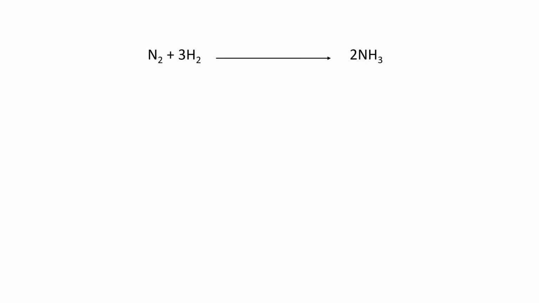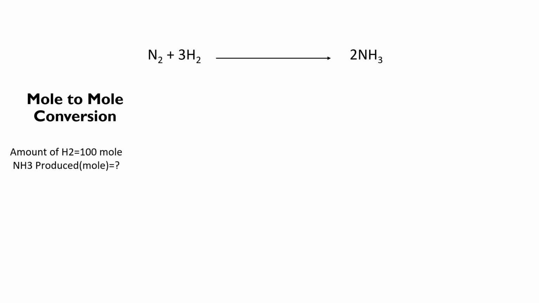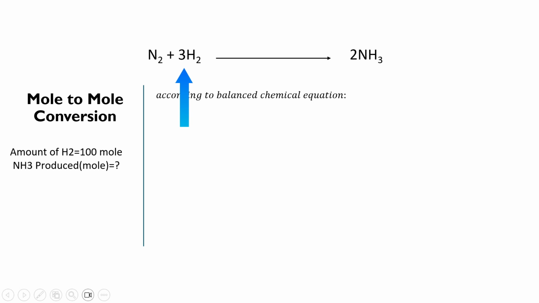So this is going to be the equation that we will use to convert a substance from one unit to another unit. The first one is mole to mole conversion. As you know, the amount of hydrogen given is 100 moles and we have to calculate the amount of ammonia produced in moles. So how would we do that? First, we will look at the balanced chemical equation. Over here you can see when 3 moles of hydrogen react, we get 2 moles of ammonia. Now if we have 100 moles of hydrogen, what will be the amount of ammonia produced in moles?